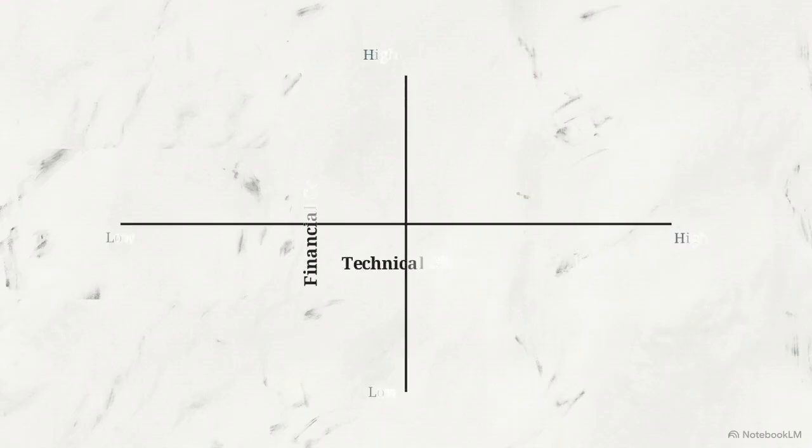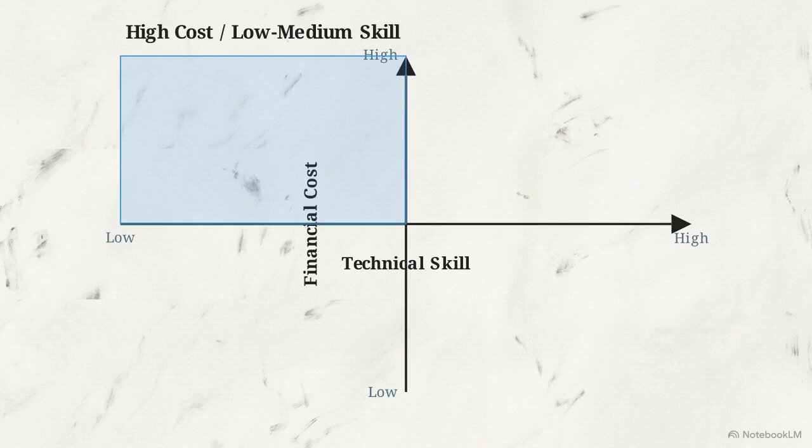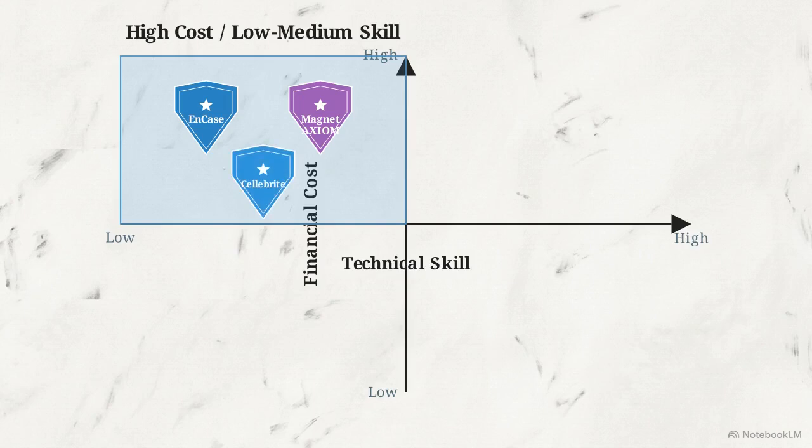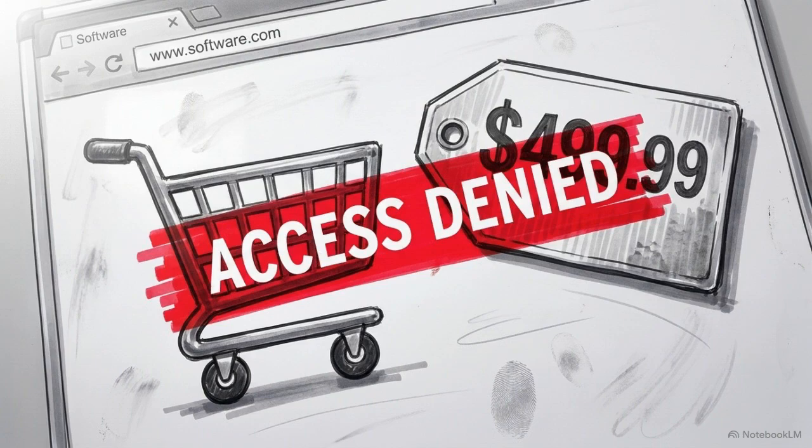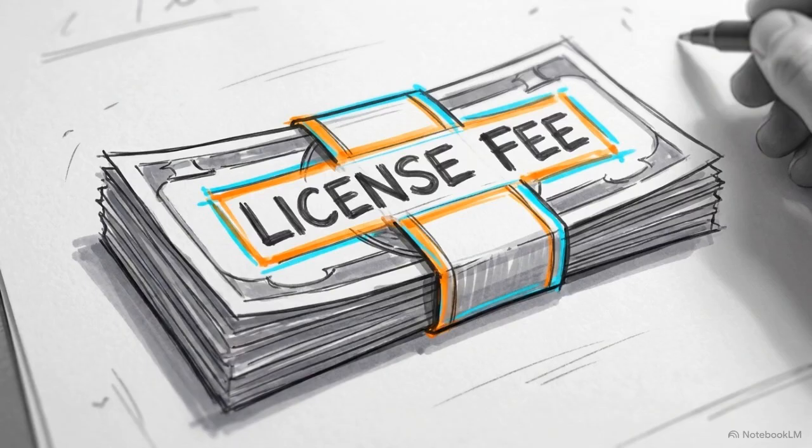Finally, we move to the high-stakes, time-poor environments of corporate forensics and law enforcement. On the chart, this profile lands directly in the high-cost, low-to-medium skill quadrant. This space is dominated by heavyweight proprietary tools like EnCase, Magnet Axiom, and Cellebrite. The barrier to entry here is purely financial. These systems demand prohibitive investments, costing thousands of dollars per license, plus annual renewal fees.